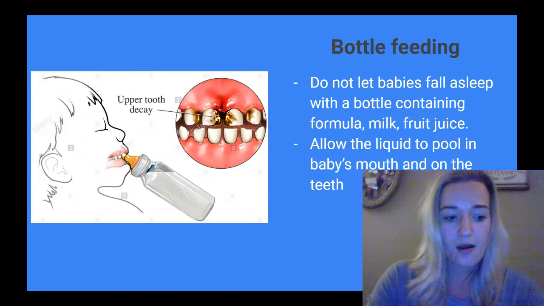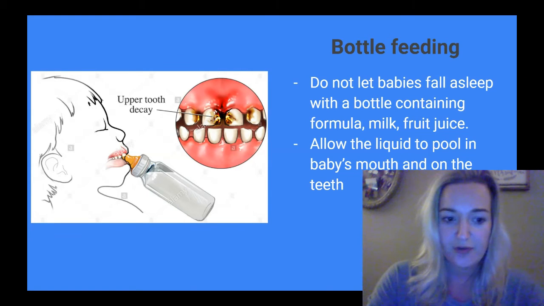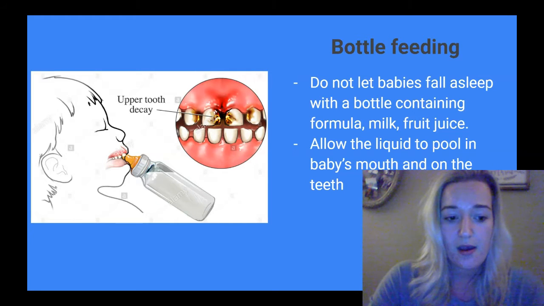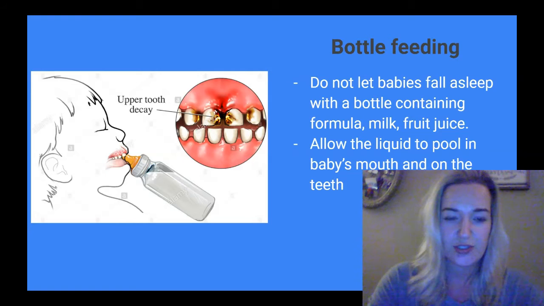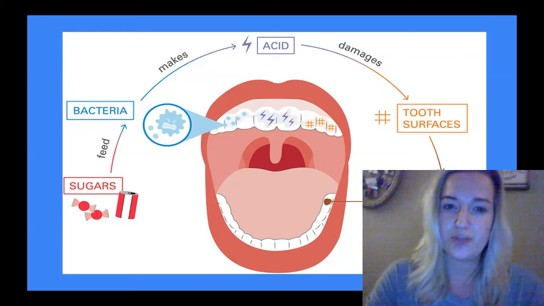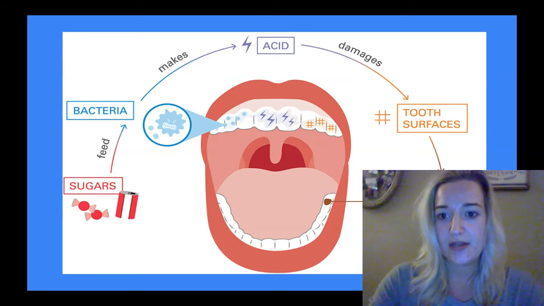Bottle feeding. This is important because of decreased saliva flow during sleep and an opportunity for disease-causing bacteria to grow. Water would be okay for the baby to have in a bottle overnight, but we like to not have the babies fall asleep with a bottle containing any formula, milk, or fruit juice. This allows the liquid to pool in the baby's mouth on the teeth. As you see in the picture, that causes the upper teeth to have decay and start cavities. Here is a picture explaining how cavities really start. First with sugars, we feed bacteria that turn it into acid mixed in the mouth. Then it damages the tooth surface, and over time this can cause a hole, like a cavity.